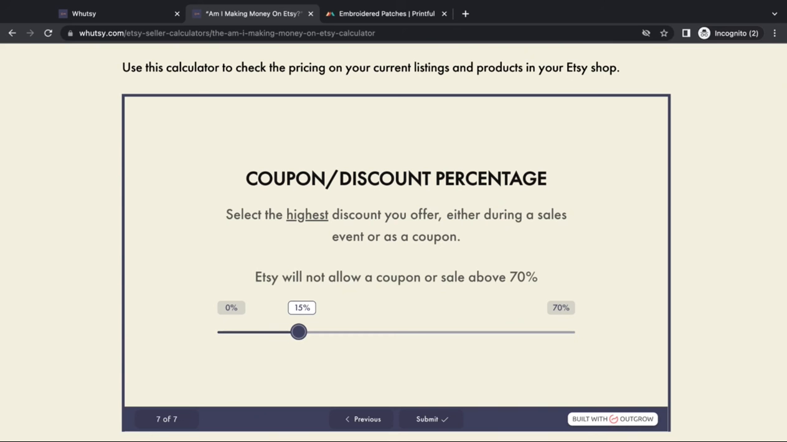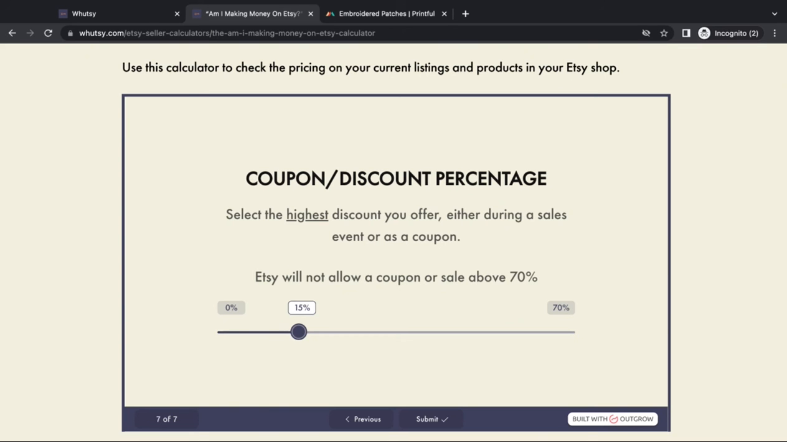We want to think about what's the worst case scenario of a customer's purchase where they click through an offsite ad. They buy one of your items with free shipping. Then they use a coupon on your site or it's during a sales event. We want to enter in that worst case scenario so we can understand clearly if that worst case scenario happens, are we still making money or are we losing money on that transaction?